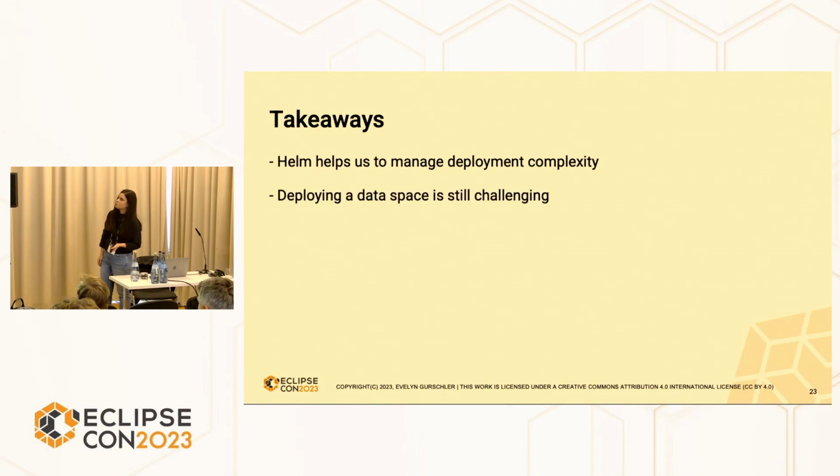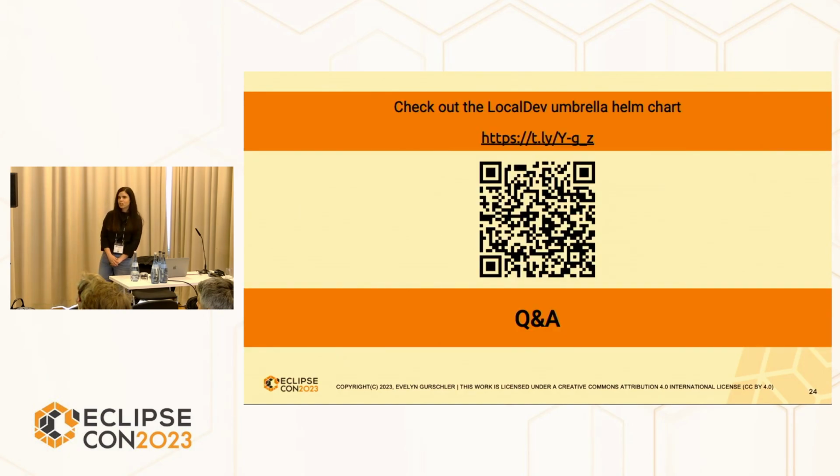But that being said, deploying a data space is still challenging. We are always improving there. We still have a road ahead. And maybe the umbrella Helm chart becomes a reality in the next couple of weeks, months. That would be great. And last but not least, I again ask you to check out my umbrella Helm chart. It's really easy if you would like to get an overview of Kubernetes with Minikube, and are also interested in Catena-X, to get a look at the reference implementation of the portal, which is the entry point.